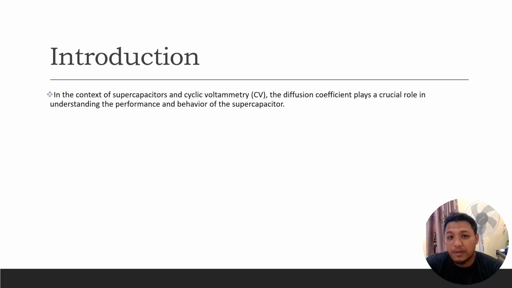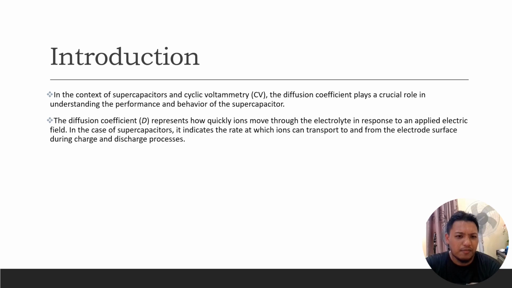In the context of supercapacitor and cyclic voltammetry, CV, the diffusion coefficient plays a crucial role in understanding the performance and behavior of the supercapacitor. The diffusion coefficient represents how quickly the ions move through the electrolyte in response to the applied electrical field. When we use a potentiostat, we apply the current or the voltage and we want to see how fast the ions move from the electrolyte to our electrode, either on the surface or in the bulk of the electrode.